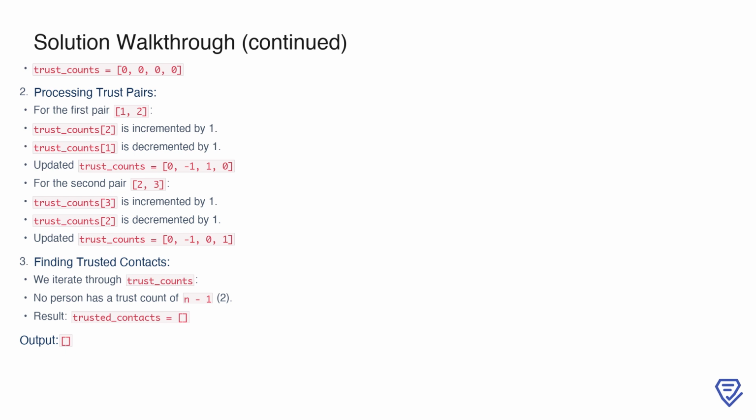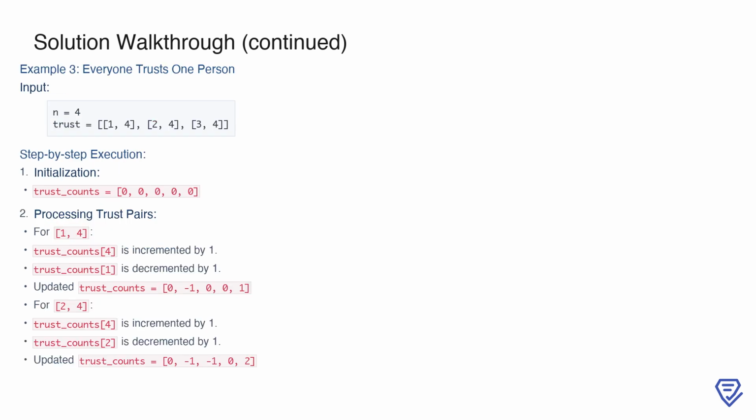Let's move on to an example where everyone trusts a single person. In this example, we have 4 people, and the trust relationships are such that everyone except one person trusts the same individual. We start by initializing the trust_counts array as 0, 0, 0, 0, 0. Next, we process the trust pairs. For the pair [1, 4], person 1 trusts person 4, so we increment trust_counts[4] by 1 and decrement trust_counts[1] by 1. This updates the array to 0, -1, 0, 0, 1.